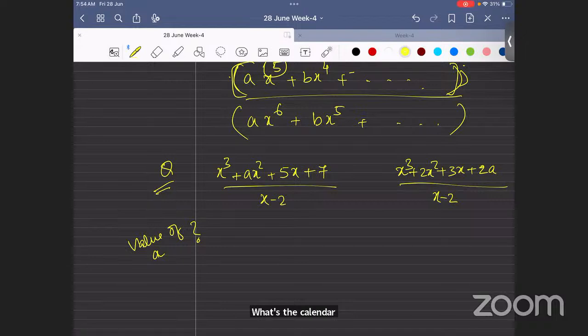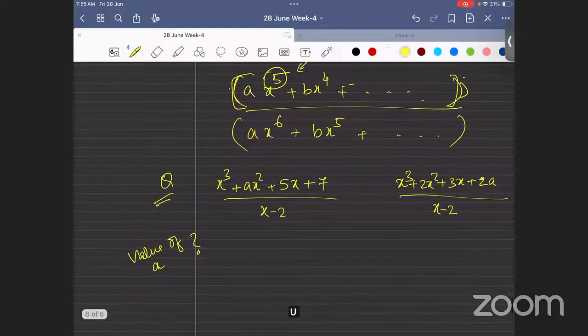Multiply with the divisor. Okay, but you can't multiply directly, like you are getting some remainder also, correct? So basically the remainder is the same. If you are dividing by x minus 2, the remainder is the same. Substituting x equals 2. Correct. Very nice.